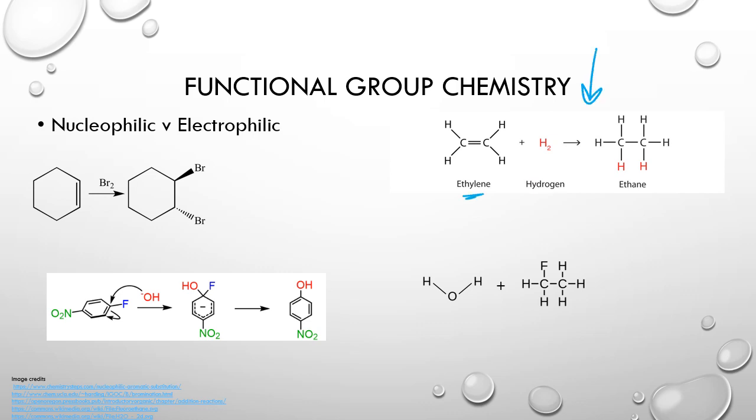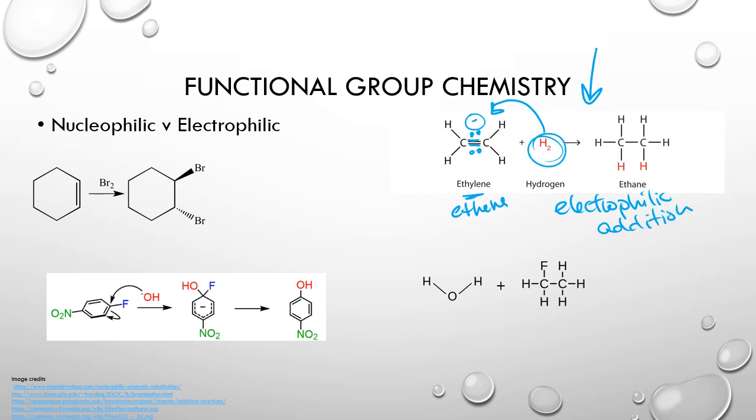So this is ethene or ethylene. Both names are correct, ethene, ethylene. I've got this double bond. Double bonds mean I've got extra electrons. Extra electrons means that this is a little bit negatively charged. What's going to happen is an electrophilic, and this one is an addition reaction. So this is an electrophilic addition reaction.